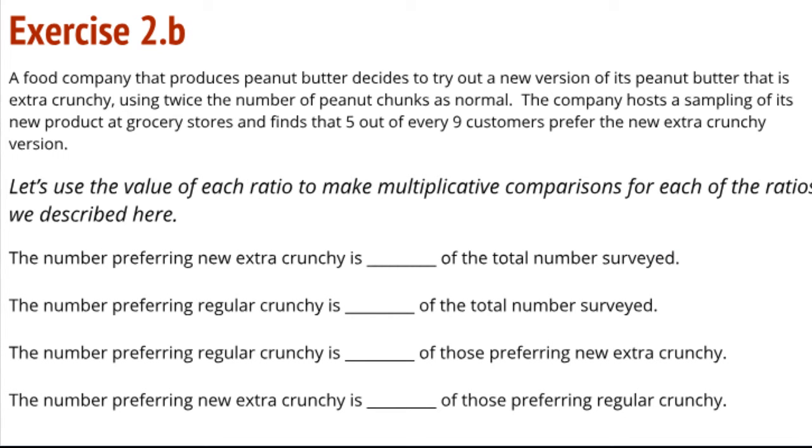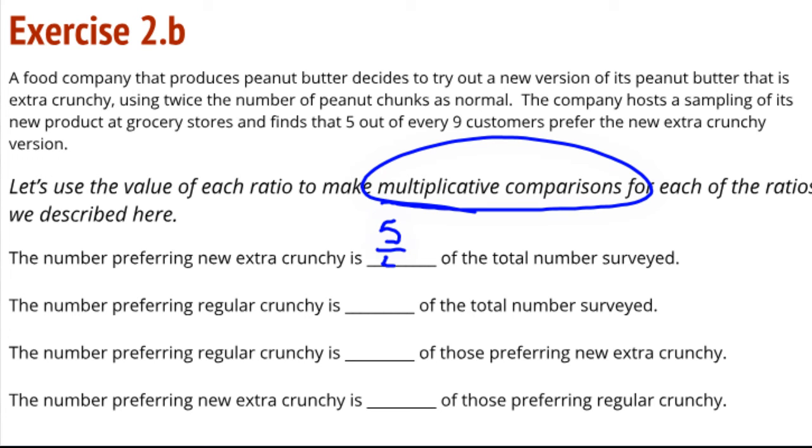Now we're going to use the value of the ratios. So we're going to think about turning these into fractions to make these multiplicative comparisons. The number preferring new extra crunchy is 5/4. Remember our ratio is 5 to 4, which means that there were 4 total parts for the regular, and we had 5/4 of those that preferred the new extra crunchy. So we have this 5/4 here.